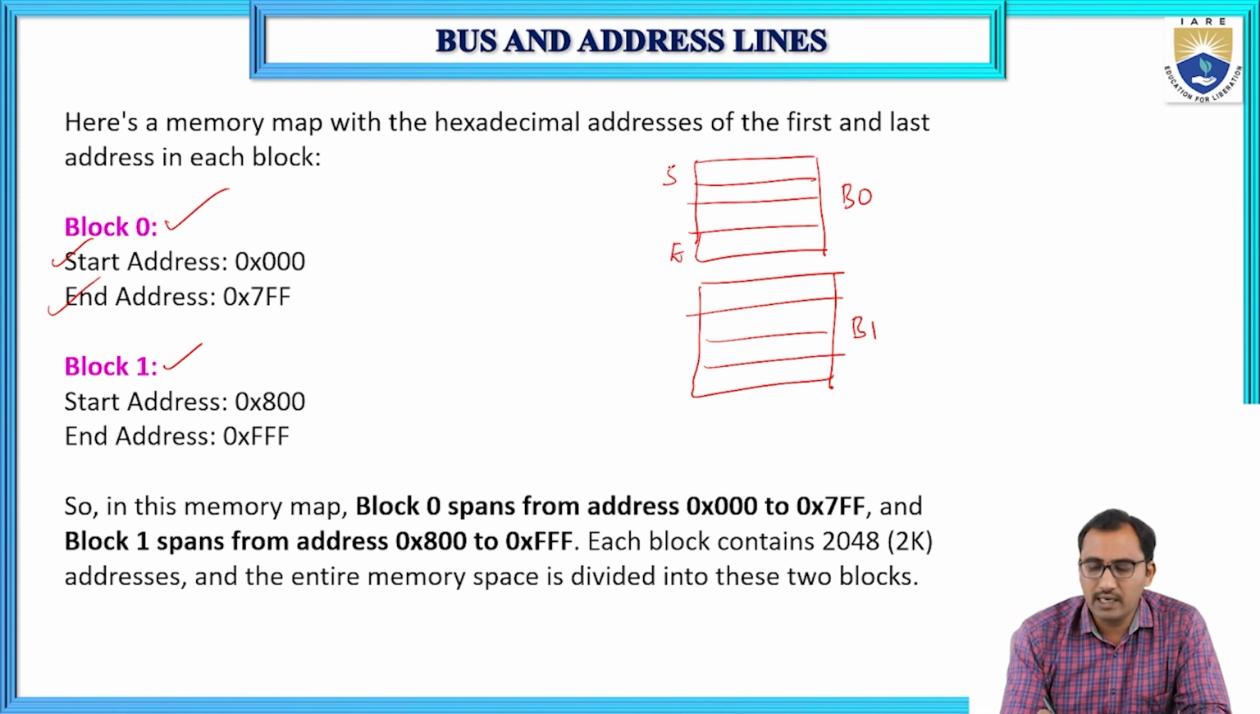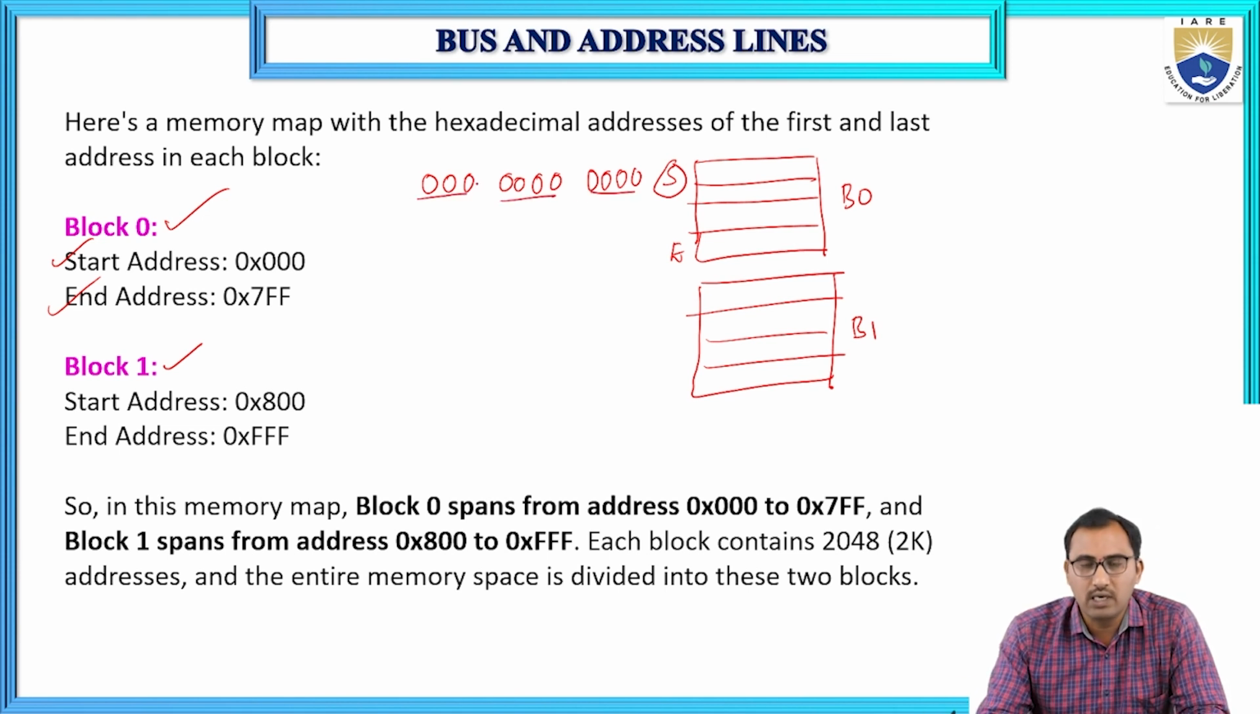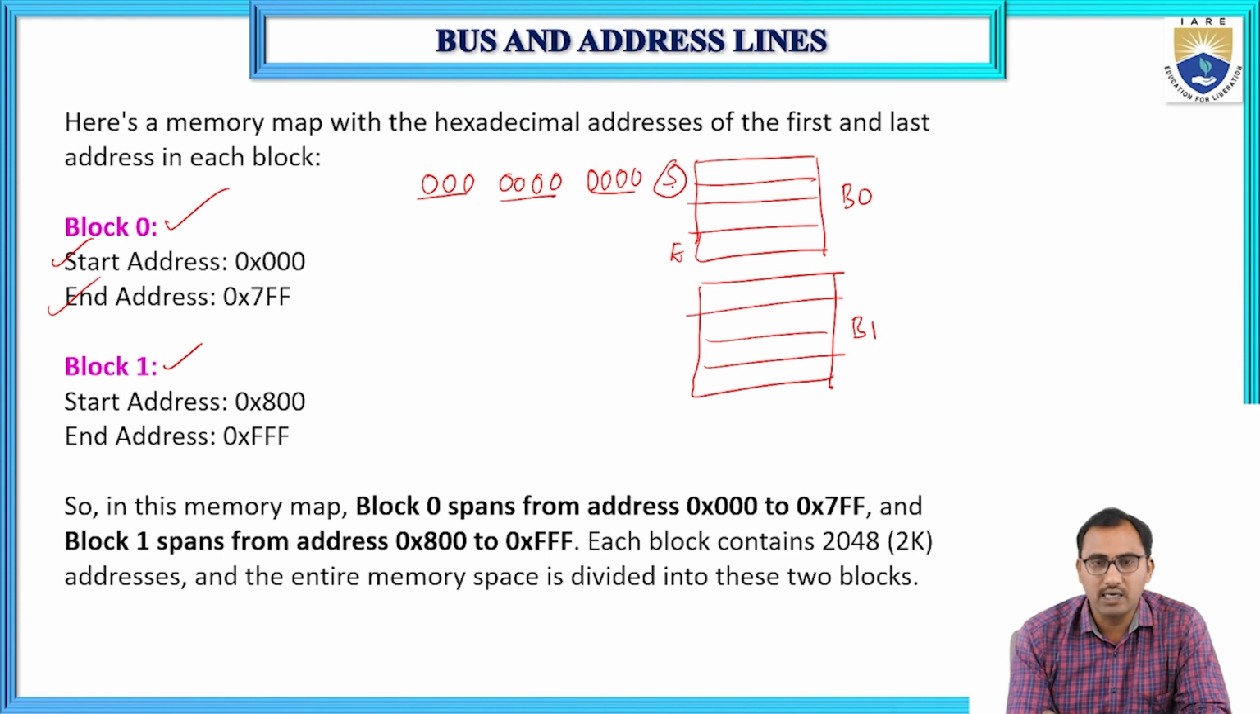In order to find the starting address, all 12 address lines will be equal to 0, that means 0 0 0 0 0 0 0 0 0 0 0 0. For the starting address, all address lines will be 0. For the ending address, all address lines will be 1.